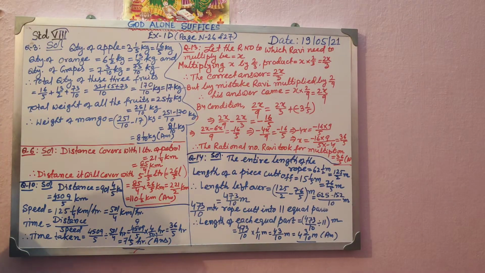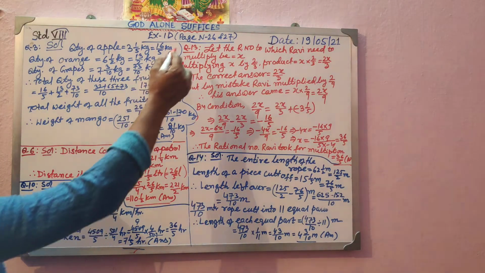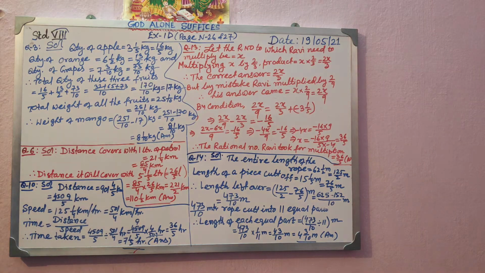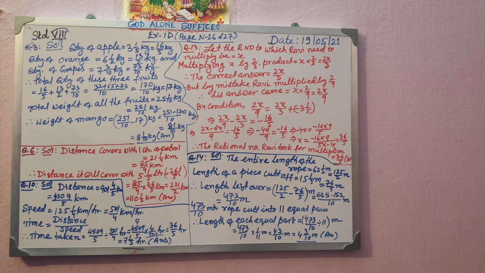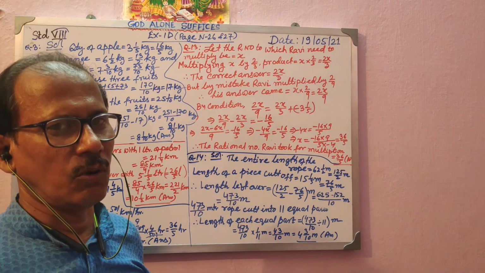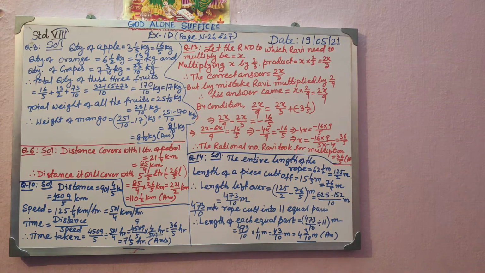So from your exercise 1D, page number 26 and 27, I have taken few questions. Question number 6 I have taken. Directly I didn't write down the question here. Directly I have done the solution. See, there are some quantities of fruits. Total weight of the food is given to you, that is 25 whole 1 by 10, which is equal to 251 by 10 kg.